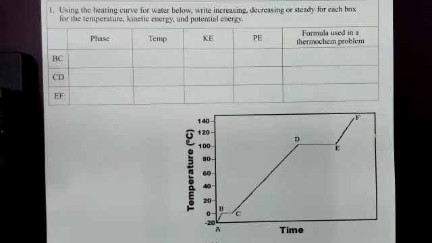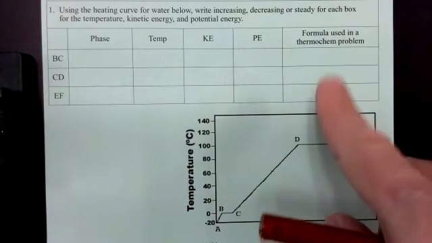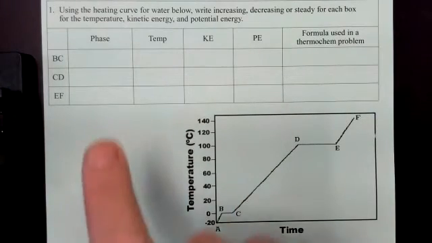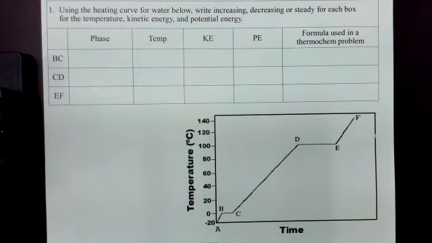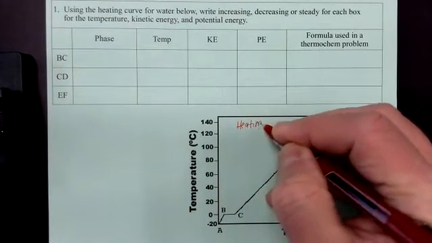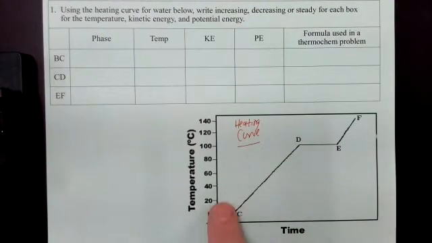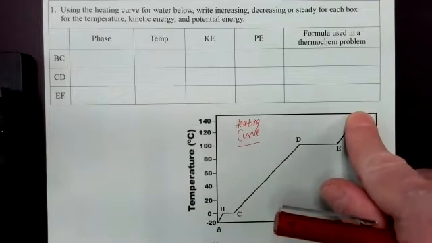Question number 1. Using the heating curve for water right here, we're going to write increasing, decreasing, and steady in each box for temperature, kinetic energy, and potential energy. We tell what formulas we use in thermochem, and we can also tell what phase things are. Now, this is a heating curve. We know that because we start out with low temperature and we go up to high temperature.